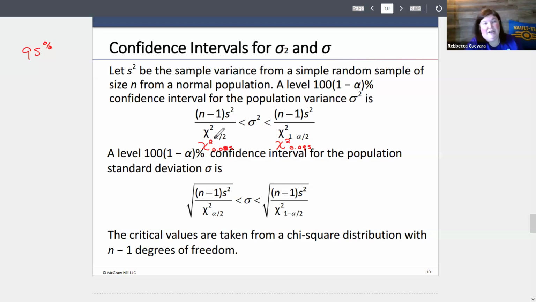Now, if we wanted to have the standard deviation instead, well then, just like with this, if I wanted to take a variance, all I'd do is do a square root to get my standard deviation. Well, I just do a square root of everything and I get the confidence interval for my standard deviation.